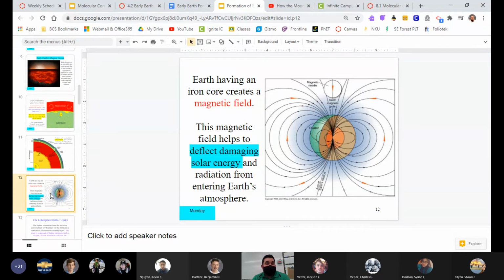Scientists believe that Mars started the same way, that Mars used to have a magnetic field, and Mars used to have an atmosphere, Mars used to have water and all that good stuff, but Mars lost its magnetic field due to the differentiation of density.